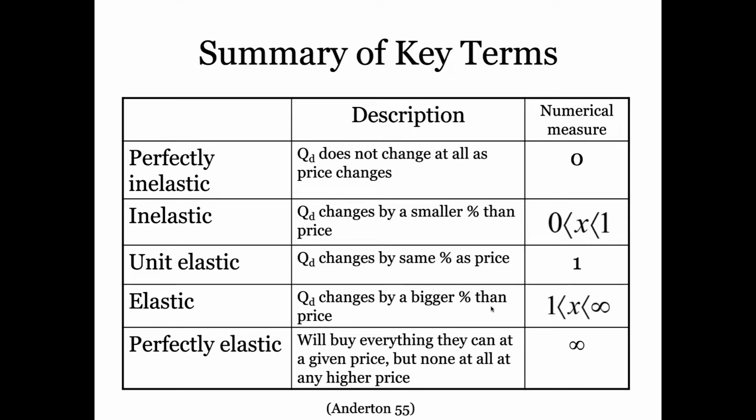Finally, elastic, if it's bigger than 1 but less than infinity, and basically the change in quantity is going to be bigger than the change in price. And last but not least, perfectly elastic, which is infinite. And basically, people will buy everything they can at a given price. And that's the only guidance I have.